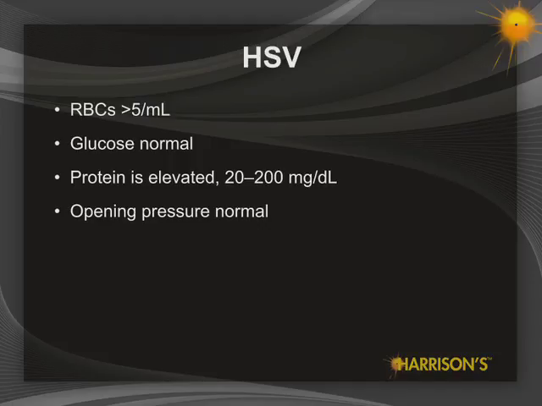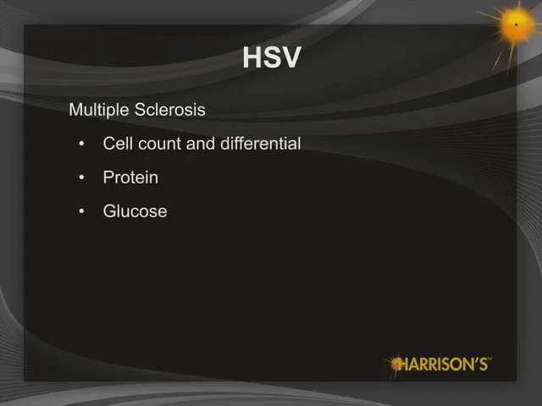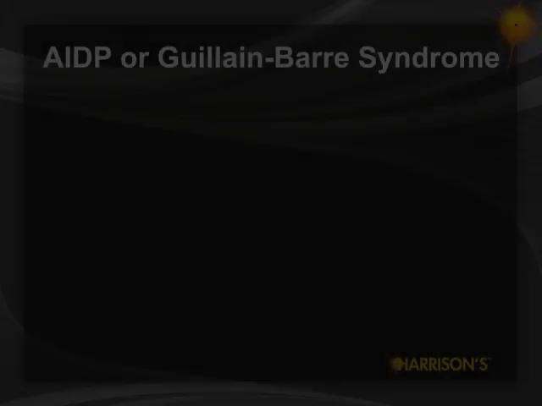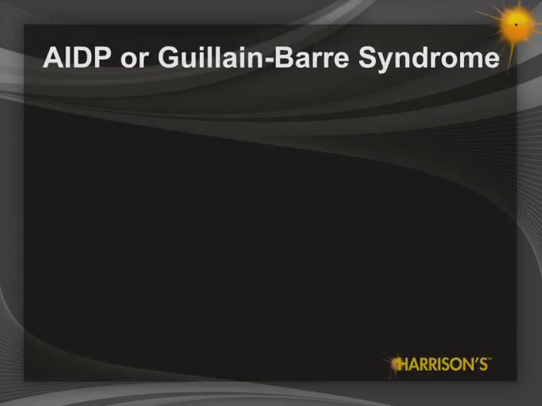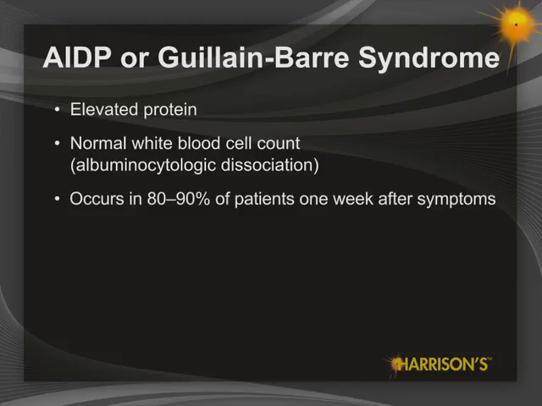If you are performing the lumbar puncture to investigate inflammatory conditions, additional studies may be sent. For example, in multiple sclerosis, the specimen should be evaluated for cell count differential, protein, glucose, oligoclonal bands, and an elevated IgG synthetic rate and index. The cultures and viral PCRs should be negative. In AIDP, or Guillain-Barré syndrome, the typical findings are elevated protein with a normal CSF white blood cell count, known as the albuminocytologic dissociation. This occurs in 80 to 90% of patients with GBS 1 week after the onset of symptoms.